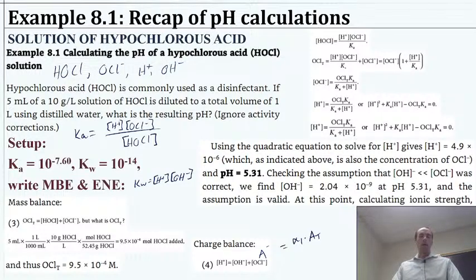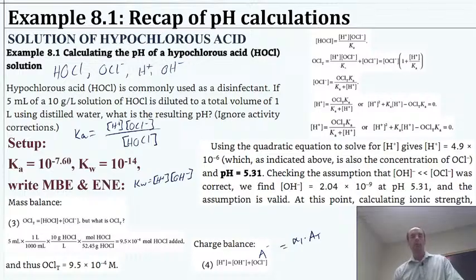And one of the things that we can notice here is if we solve for, let's see, we had the total OCl is 9.5 times 10 to the minus fourth, but if we check the OCl minus concentration, we will find that the OCl minus concentration ends up equaling the H plus concentration. And there's an interesting reason for that. It's because we have made the solution a little bit acidic.